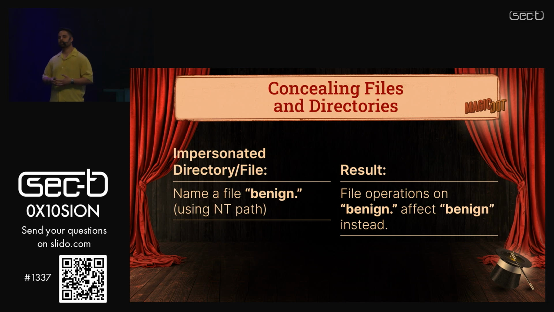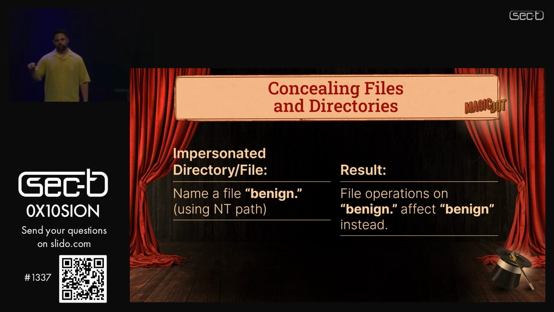So let's say that there's already a benign file in a certain directory that is called benign, and we are interested in creating a file that has malicious content, but we don't want anyone to see it. So we can create in that same directory a file that is called benign.dot. Then any file operation that is taken against benign.dot will be redirected to the original benign file. And that is true for directories as well.